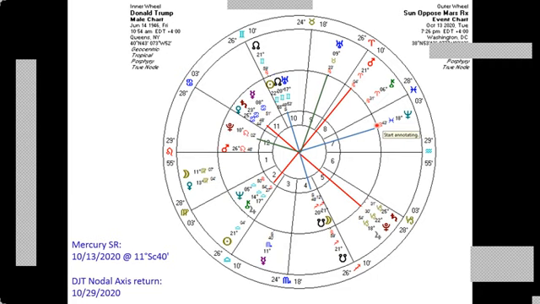Again, progressions are a day for a year. You move every planet one day forward in the ephemeris for each year of your life. Solar arcs, a degree for a year. You move every planet 1 degree forward for each year of your life. Now, the computer software does most of this for us these days.